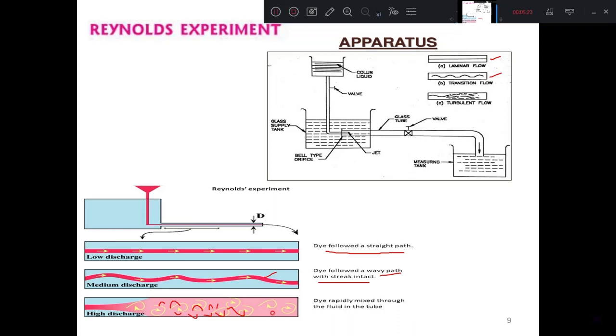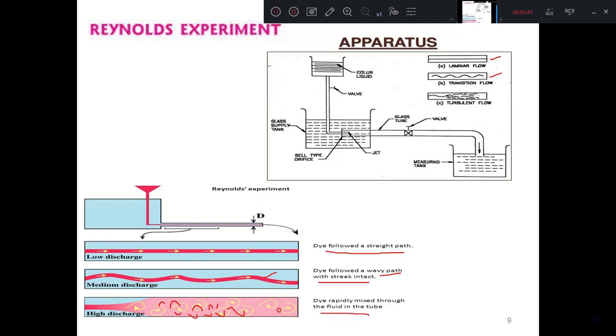Thus, in case of a turbulent flow, the mixing of dye filament and water is intense and the flow is irregular, that is random and disorderly. So the dye rapidly mixed through the fluid in the tube.